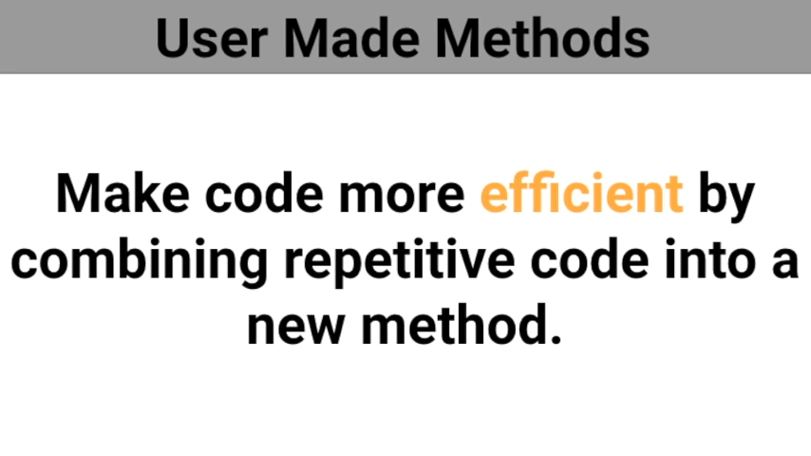And we do that to make our code more efficient, and we combine that repetitive code. Anytime you start seeing repetition in your code, then you know you need to make a method so that you can shorten your code and make it more clear to people who are reading and using your code.